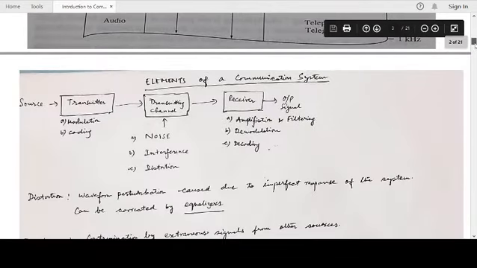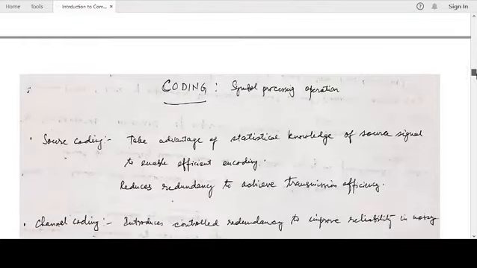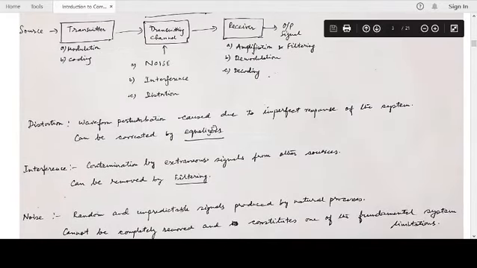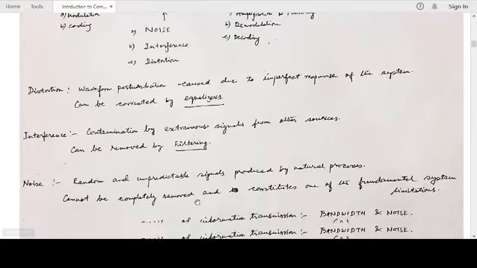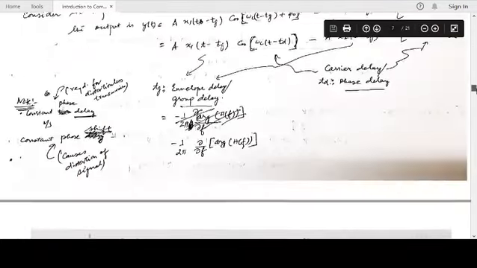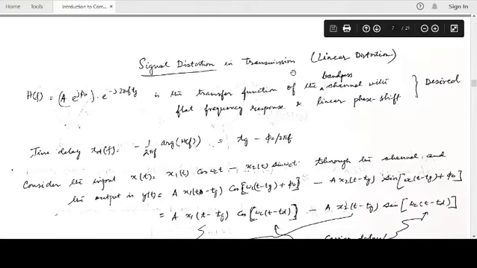So as we had discussed before, this is the channel. The channel introduces distortion, interference, and noise. The distortion can be taken care of by something known as equalizer filters. The interference can be taken care of by filtering, and the noise is something which we have to deal with in our life. Okay, so let's come back. We'll discuss signal distortion while transmission.